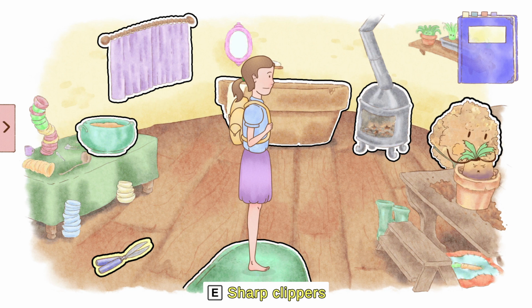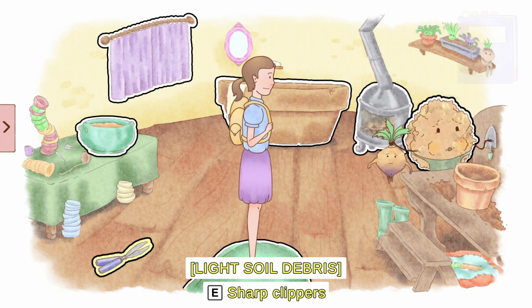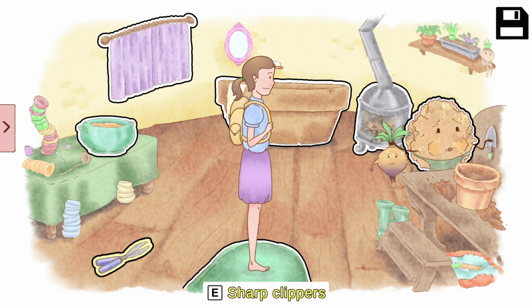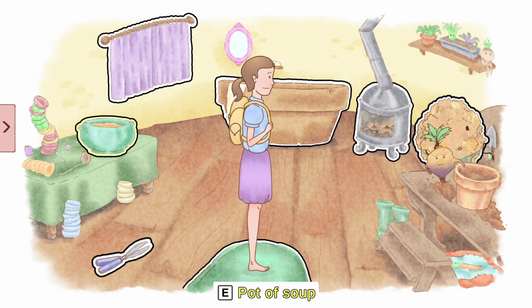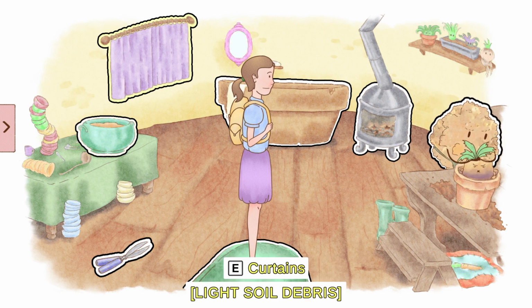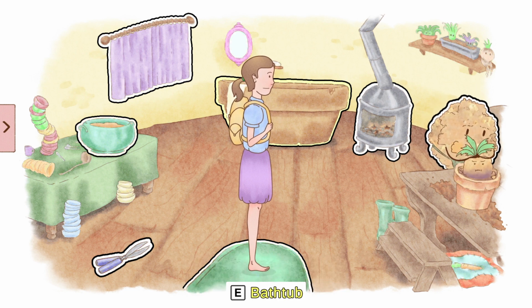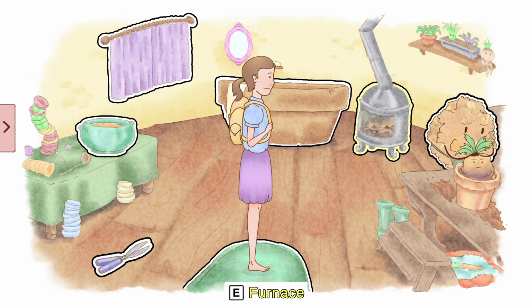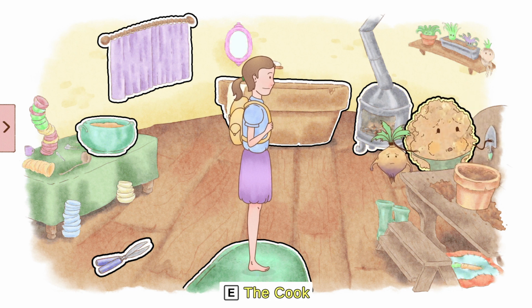New diary entry. Sharp clippers. Press E to select. Auto saving. Well, let's see. Pot of soup. We have some sharp clippers, pot of soup, curtains, door to outside, bathtub, furnace, the cook. Side menu. Sharp clippers. Pot of soup.